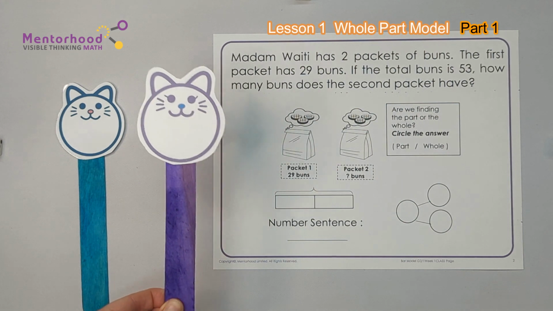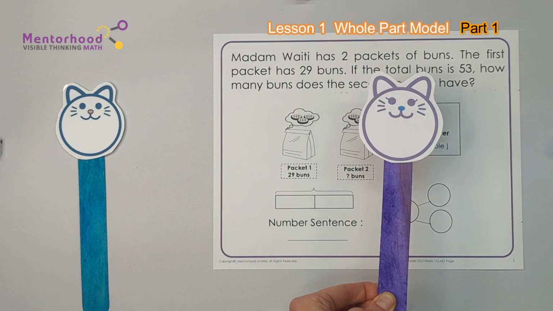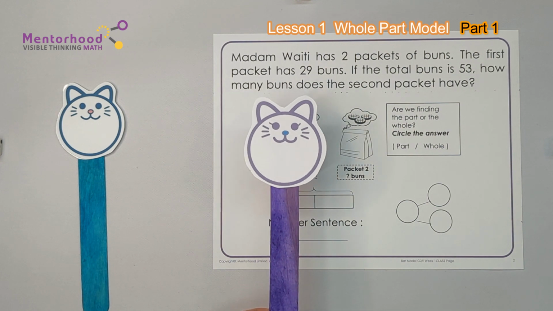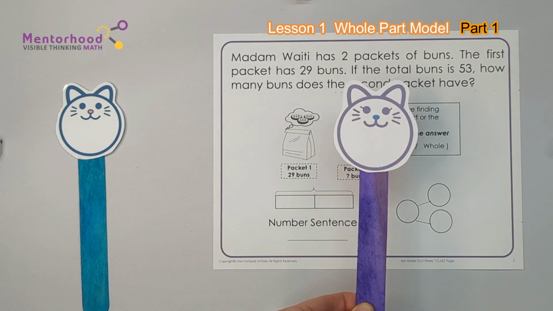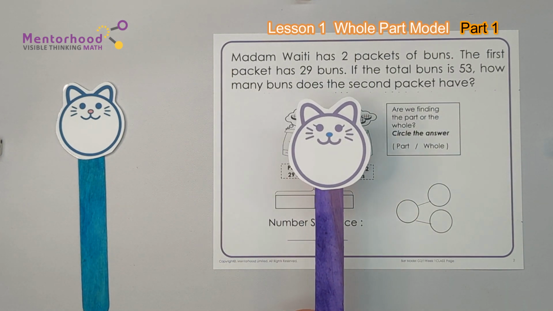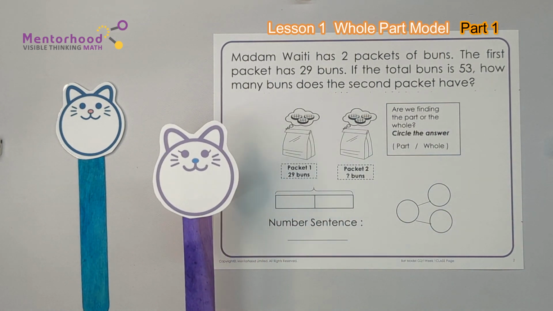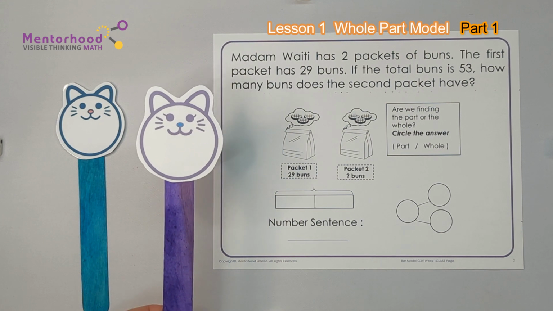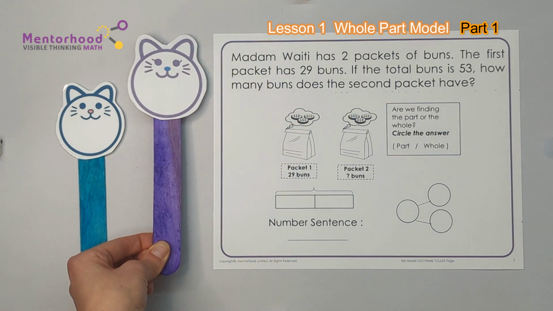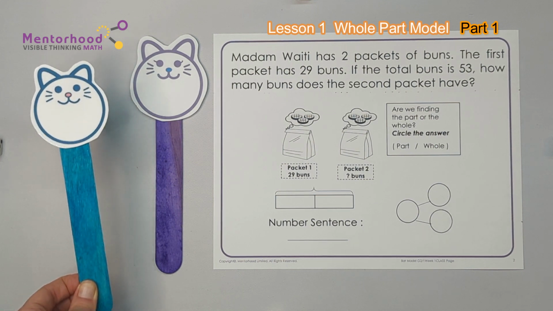All right, let's read our first question. Madam Watty had 2 packets of buns. I wonder if they were cinnamon buns. The first packet has 29 buns. If the total buns is 53, how many buns does the second packet have? Okay, so we have a total of 53 and one of the packets has 29, and we have to figure out what the other packet is. Wow, okay, cool. How can we use bar models to figure it out?